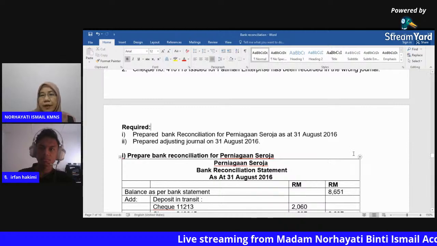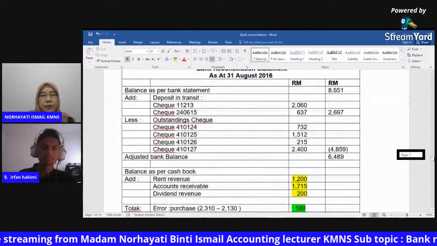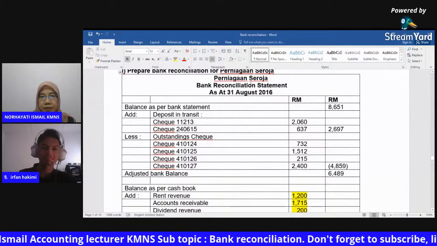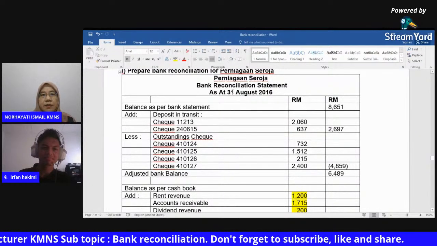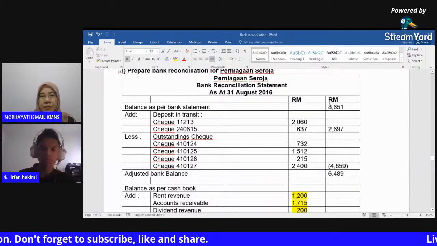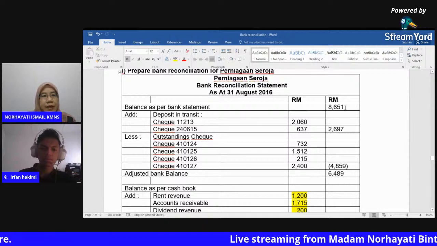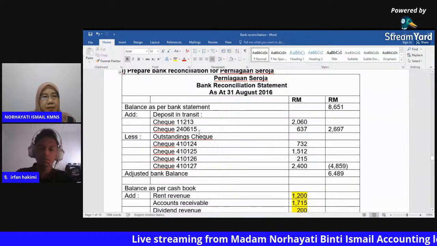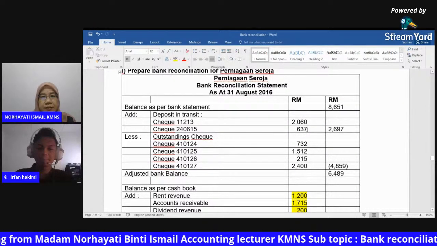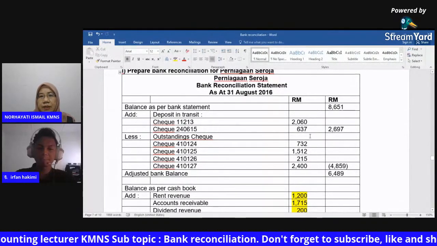So this is the bank reconciliation for perniagaan seseorang. So first you have to record the name of the company and bank reconciliation statement as at 31st August 2016. So the balance as per bank statement, we take from the ending balance of the bank statement, 8,651, and you have to add all deposit in transit, 2,060 and 637. This one was recorded in the cash book, not recorded in the bank statement. So you got the total 2,697.